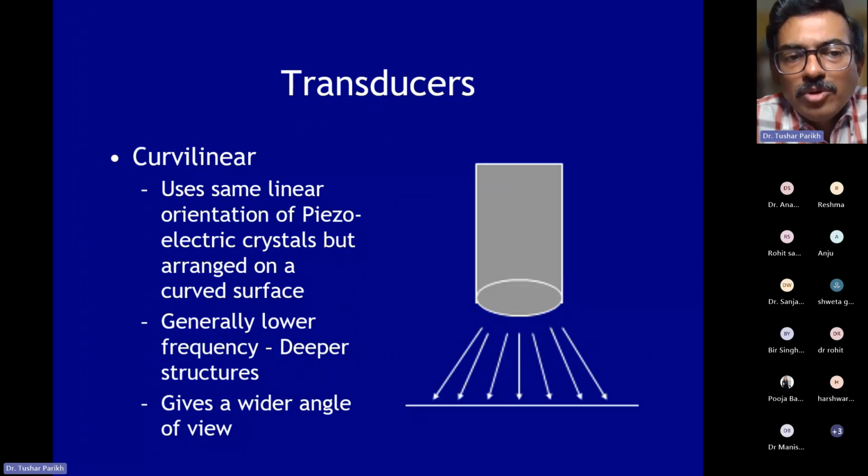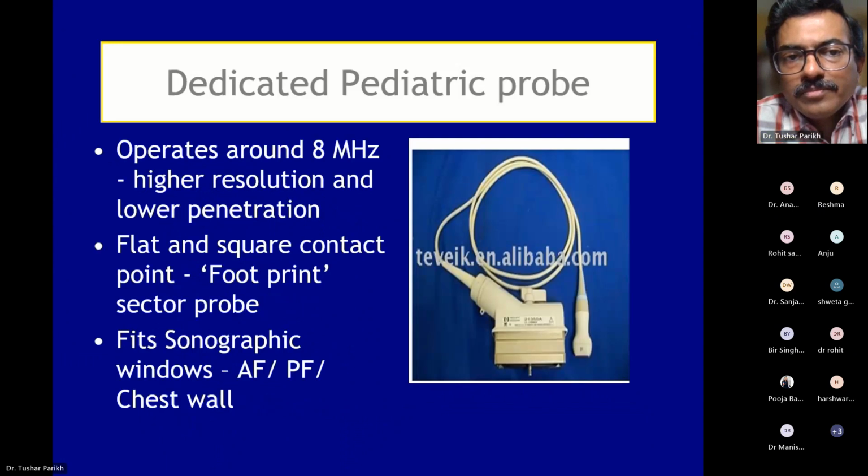Now, a curvilinear probe is a probe where the piezoelectric crystals are arranged on a curved surface. Therefore, these are generally the ones which are used in adults, which have a low frequency and deeper structure penetration and give a wider angle of view.